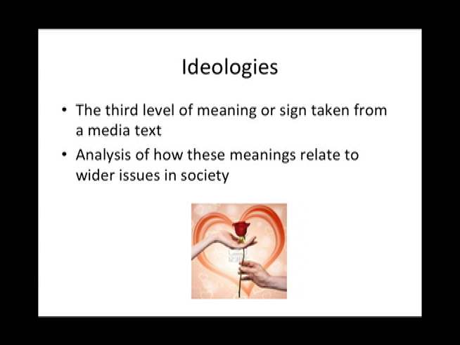Ideologies are the third level of meaning after the denotation and connotation. This is how we take the meaning and apply it to our ideas of wider issues in society. If we use the example of the rose again, the signifier, or what is denoted, is the thing we can see. The signified, or connotation, is love and passion.